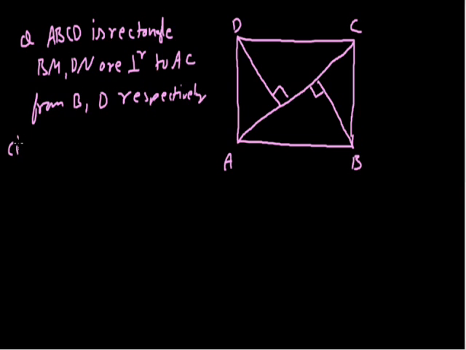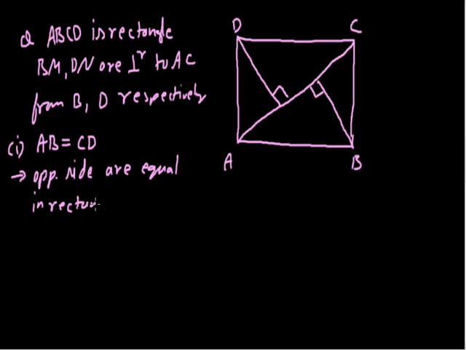So the first statement is AB equals CD. Why is AB equal to CD? We have to give the reason. The reason: opposite sides are equal in a rectangle. In a rectangle opposite sides are equal because a rectangle is a parallelogram and in a parallelogram the opposite sides are equal.